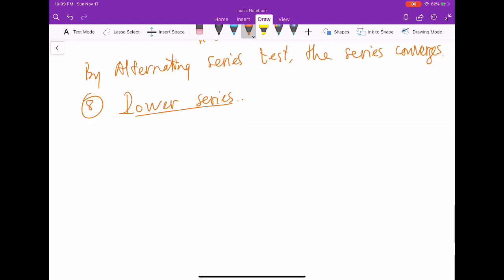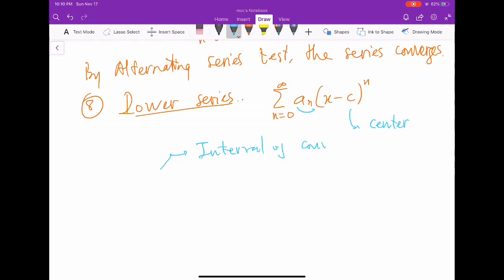So here's the general formula of power series. That is, the sum of a_n times (x minus c) to the n, from 0 to infinity. And let me remind you about c. C is called the center. And of course, a_n is the coefficient. When we consider power series, we have to find the interval of convergence. And since we consider center c, your interval of convergence should be symmetric with respect to c. Don't forget about that.